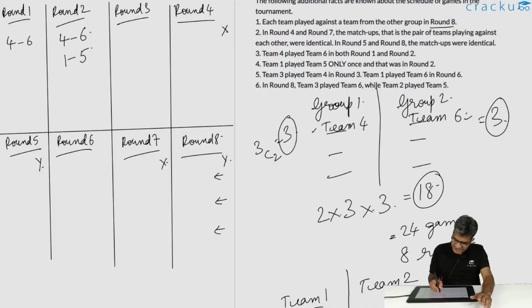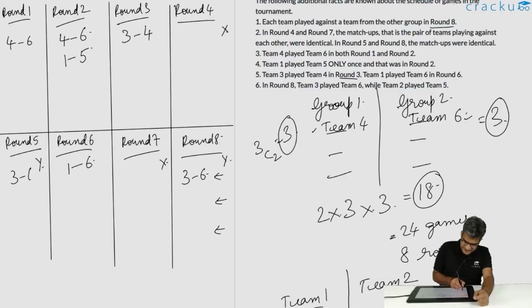Team 3 played against team 4 in round 3. So this is 3 versus 4. Okay. Team 1 played team 6 in round 6. This is 1 versus 6. Okay. In round 8, team 3 played team 6. So this is 3 versus 6, which will be the same in round 5. This is 3 versus 6.